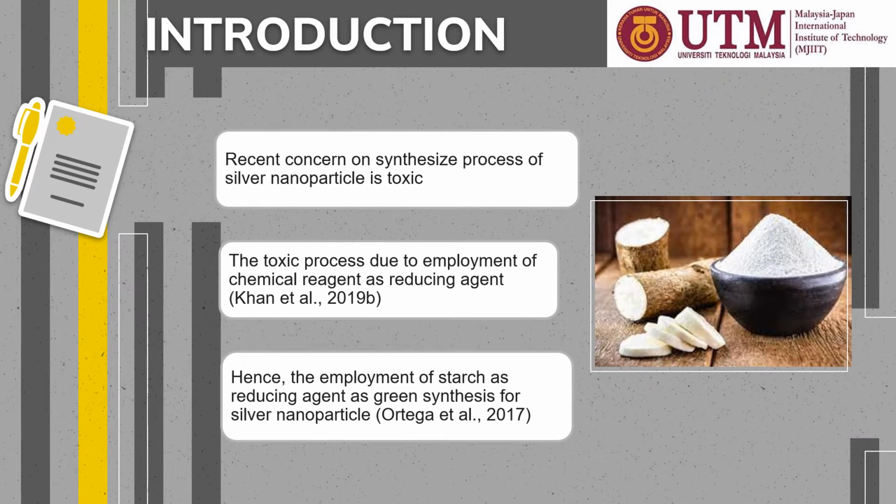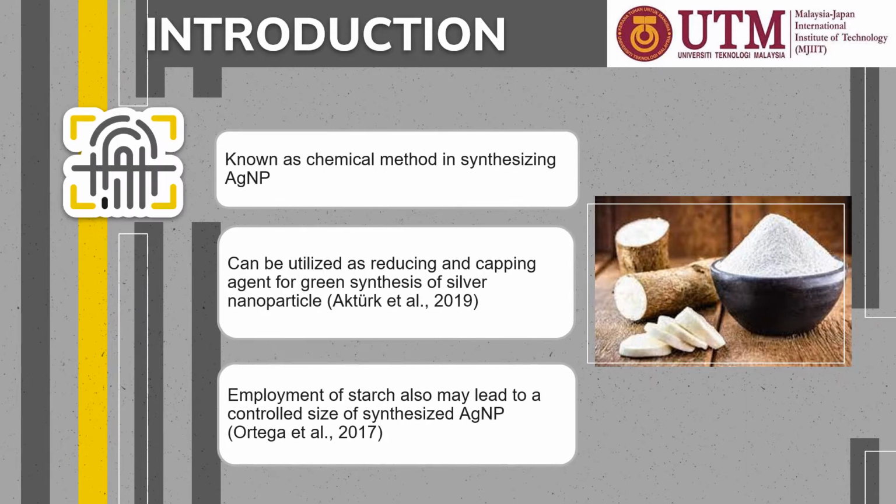Furthermore, there is a recent concern on the process path for synthesizing silver nanoparticle that is related to the toxicological process path. This toxic process is due to the employment of chemical reagents as the reducing agent in the conventional way. So in order to cater to this problem, the employment of starch as a potential reducing agent can be known as a green synthesis for silver nanoparticle. On top of that, the employment of starch can lead to a controlled nanosize of silver nanoparticle.